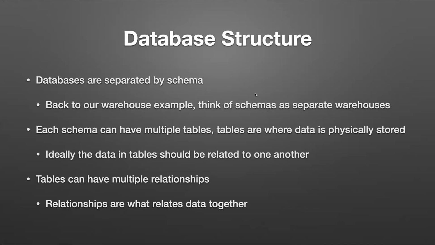Let's go over database structure. If we go back to our warehouse example, we're picturing an entire warehouse. Typically warehouses store individual items that belong to one company or one entity. So an Amazon warehouse will usually store things used by Amazon.